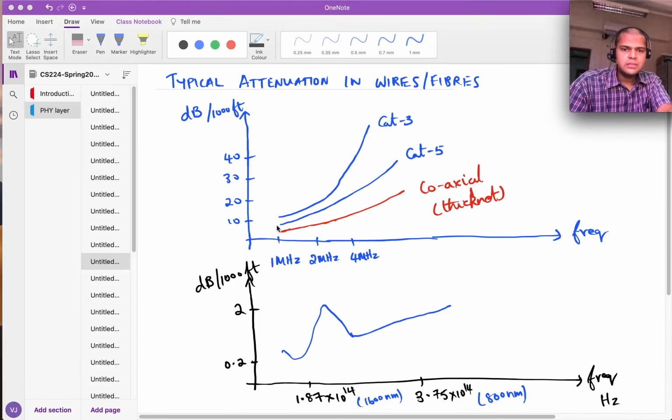So as you can see, at 1 megahertz, let's say the Cat3 cable has only a 10 dB attenuation, right? And it goes up with frequency. And Cat5 is clearly better, the attenuation is less. And coaxial thicknet is even better than Cat5, right? So of course prices also are going to vary, so given your budget, you would have to depend on which one you want to use. Right? And depending on the performance you want and the length of the wire and so on.